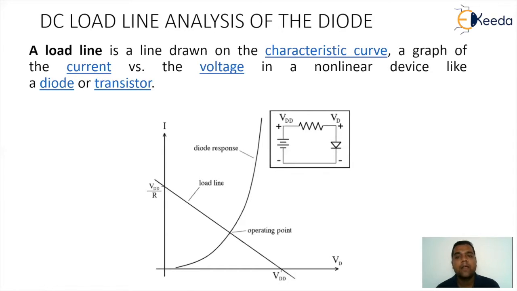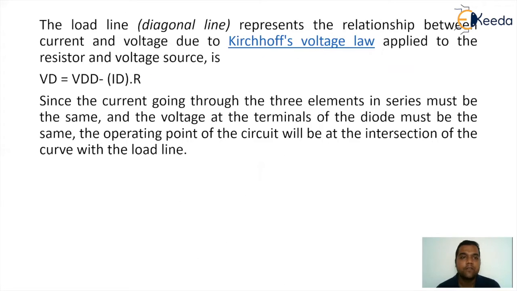Now when we apply a simple KVL to the circuit loop, it will be plus VDD minus I into R minus VD is equal to 0. So we get an equation, and we can define the value of VD as VDD minus ID into R. This is the Kirchhoff KVL equation that we have got.